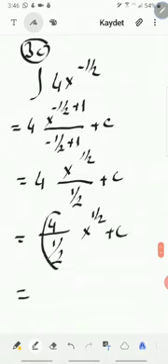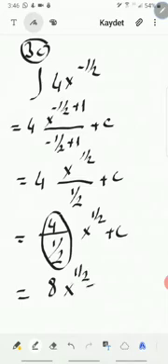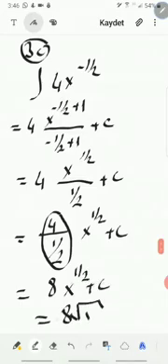If we rearrange this, 4 divided by 1 over 2 is 8, x to the power 1 over 2 plus c, or you can write 8 root of x plus c. Both are acceptable.